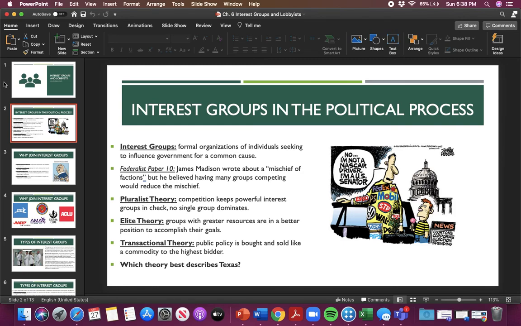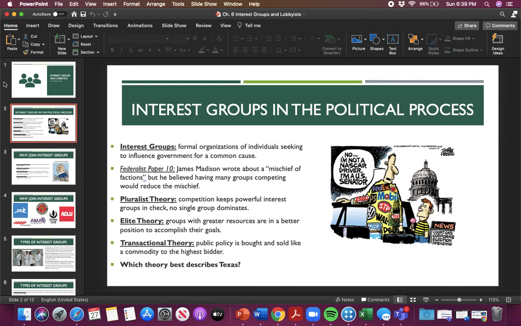We've talked about this through the semester, but James Madison was one of our founding fathers, and we talked about this in our Q&A sessions. James Madison wrote about the mischief of factions. Factions was the word they used back then. Today, that could mean political parties, interest groups, a lot of different things in our system. But what he worried about was these groups outside of government trying to influence our elected officials could take importance away from the voice of the people.